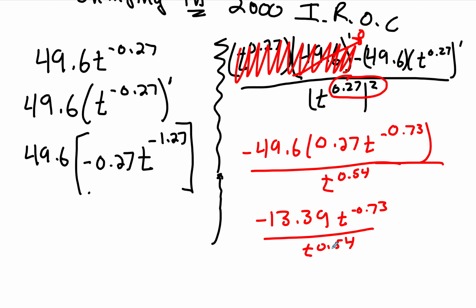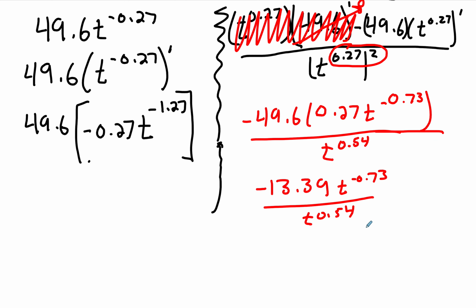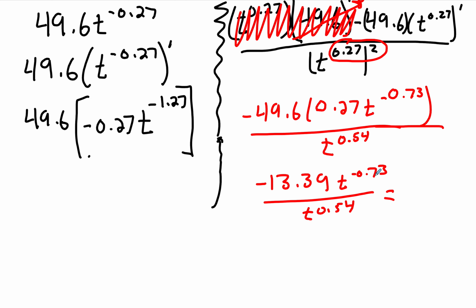But then you can simplify this because this is multiplication. So now these can cancel. And because of the quotient rule with regard to powers, these will actually end up subtracting, because when you divide a power by a power, you subtract them. So it becomes negative 13.39 t, and negative 0.73 minus 1.54 is negative 1.27. So you see we get the exact same thing we had before. So that was what most of the credit went to.